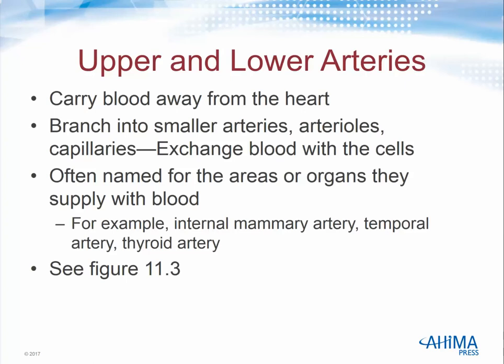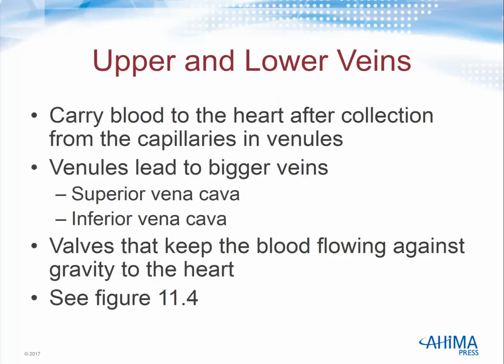There's a coding tip also in your textbook about the dividing line from a coding standpoint between upper and lower is the diaphragm. That's what we consider the dividing line. Everything above it is upper, everything below it is lower in terms of your diaphragm. Then, of course, your textbook picture 11.4 talks about your upper and lower veins. Veins are large tubes that carry blood to the heart after it has been collected from the capillaries or small veins.